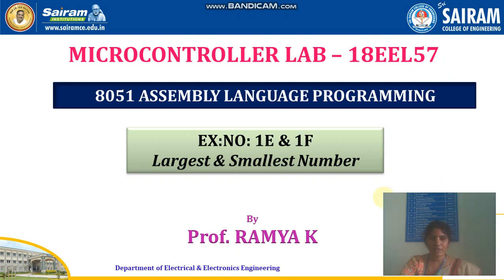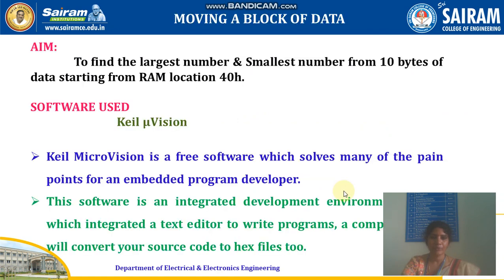Good morning, students. In this class, we will be seeing assembly language program logic to identify the largest and smallest number in an array of data. The aim of the experiment is to find the largest number and smallest number from 10 bytes of data starting from the RAM location 40H. Software used is Keil Microvision.